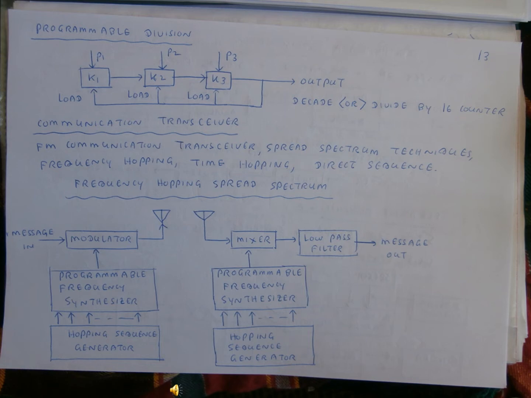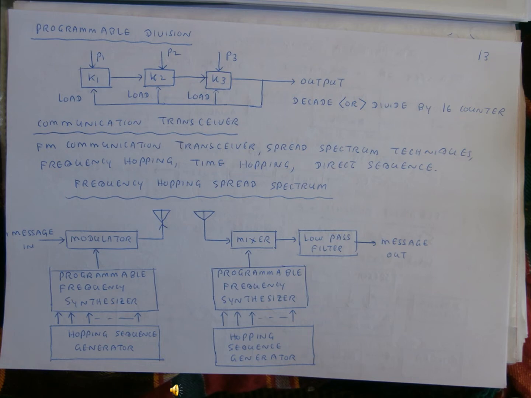And then we see the circuit, the block diagram of the operation of the frequency hopping spread spectrum. In this case, a message is input. That message is combined in the modulator. The modulator is provided by the programmable frequency synthesizer. At the input of the programmable frequency synthesizer, there is a hopping sequence generator. The hopping sequence generator produces output.